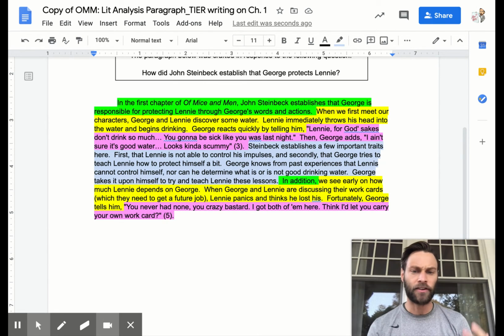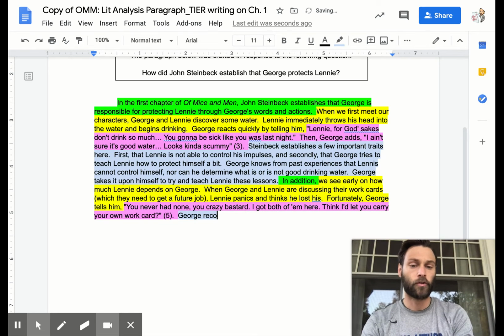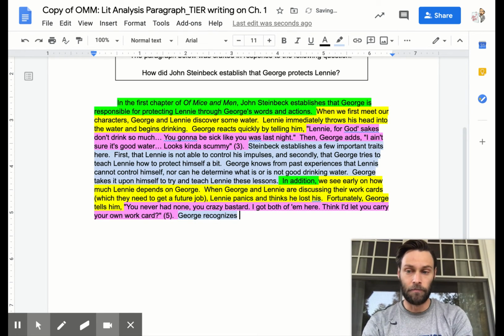So now I need to explain why I chose this moment. Really, I chose this moment because in this moment we see that George recognizes that Lenny struggles. I think that's a huge part of this. And the work card is really important. In fact, it's too important to let Lenny just carry around on his own.